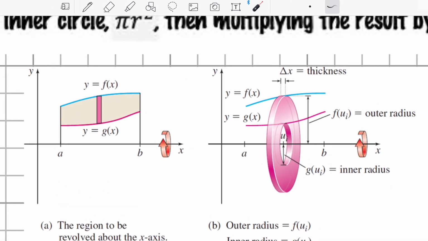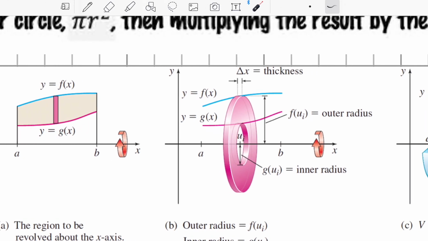So here we have two functions, f of x, g of x, and the region is enclosed by x equals a, x equals b. So this is the region, and we are going to revolve about the x-axis. But before I show you something else, notice that between the region and the axis of rotation, there's a gap. That's why it's called washers. So when it revolves, you get a circle or a washer with a hole in the middle.